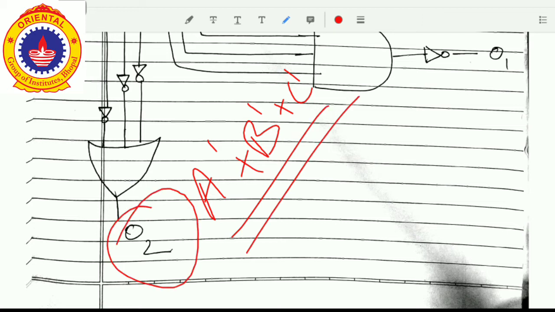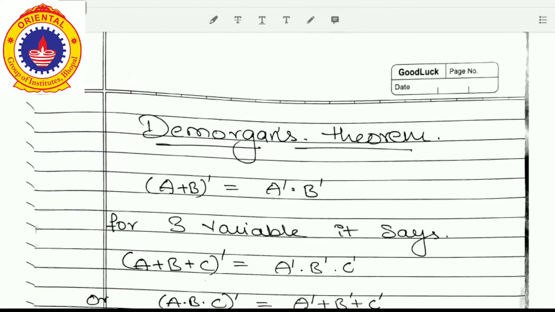What we need to see is that output 1 and output 2 should be equal, and only then can we say that De Morgan's theorem is verified. So this was the theory of this experiment. We will take a kit in which we have an AND gate, a NOT gate and an OR gate. Now we will perform the experiment.